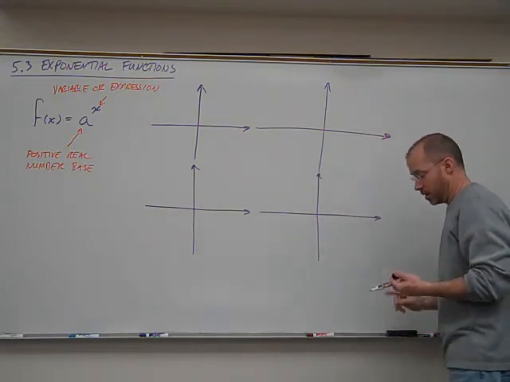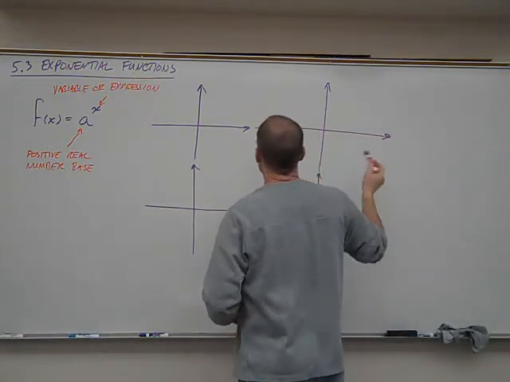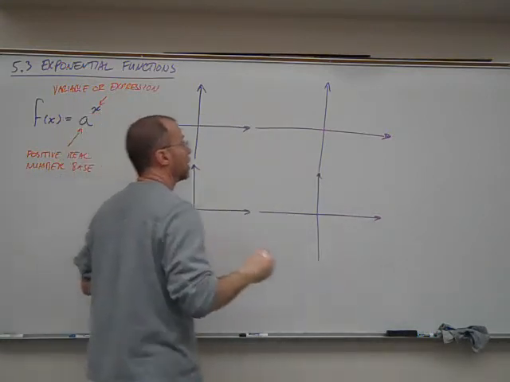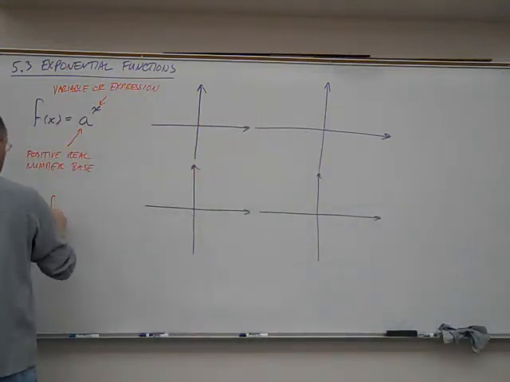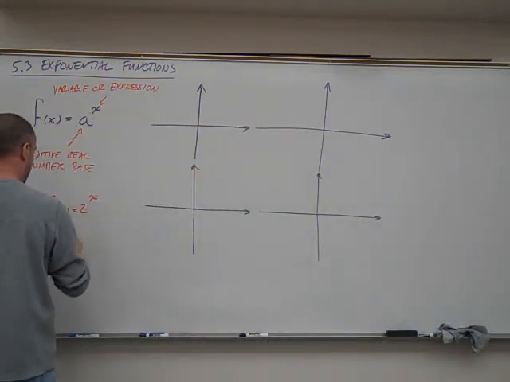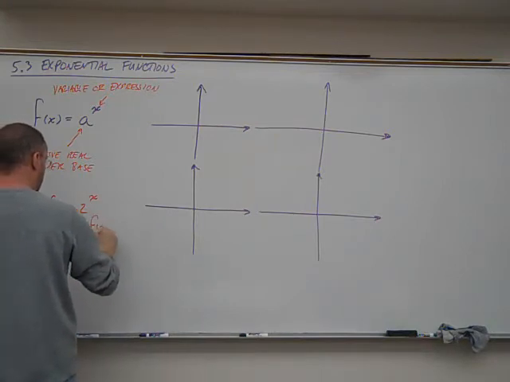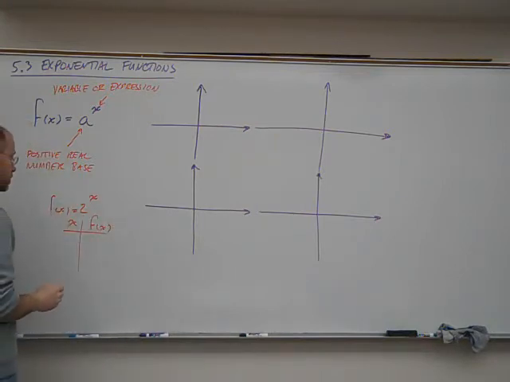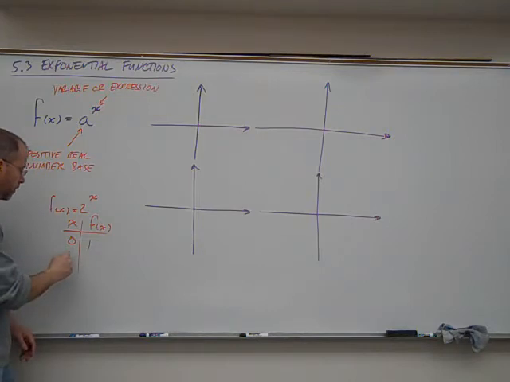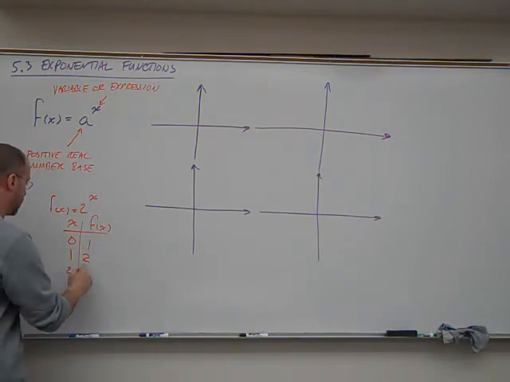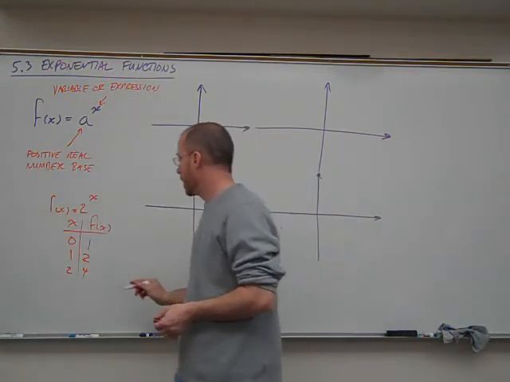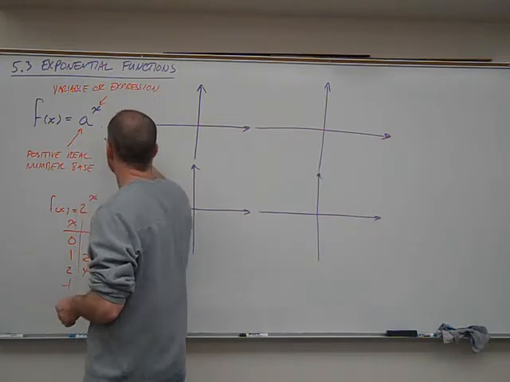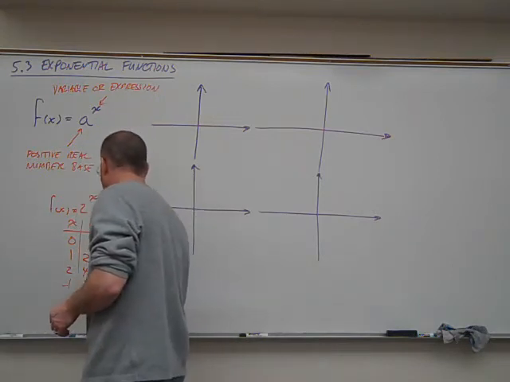Let's look at a couple of examples. In fact, let's start with f of x equals 2 to the x. Maybe I can put it down here. If I raise 2 to the 0 power, I get 1. If I raise 2 to the first power, I get 2, or 2 to the second power, I get 4. But my domain is actually all real numbers here. I could also input -1 and get 2 to the -1 is 1/2.